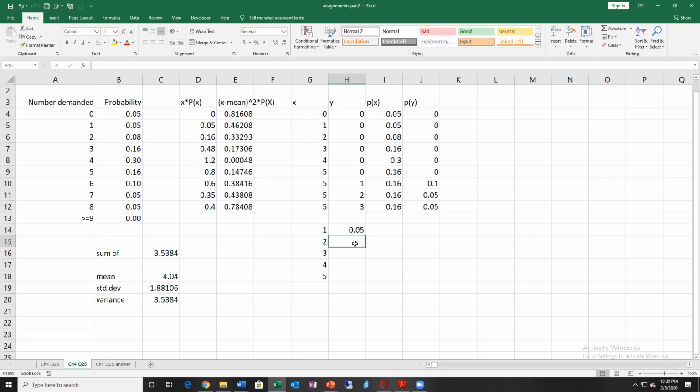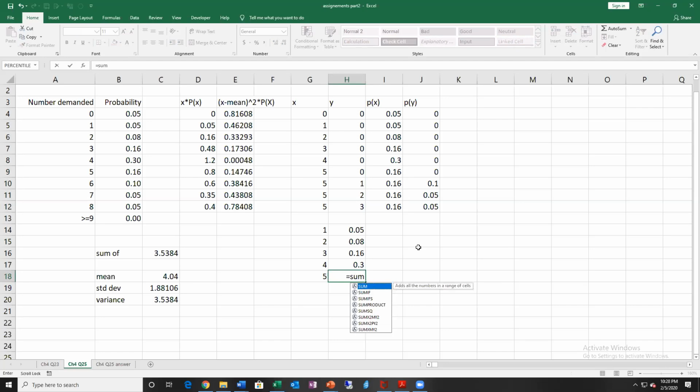What's the probability of getting a 2? 0.08. What's the probability of 3? And a 4? Now here's the tricky one. What's the probability of you getting a 5? Do you add them up? You add them up, correct. And that's your probability distribution for x.